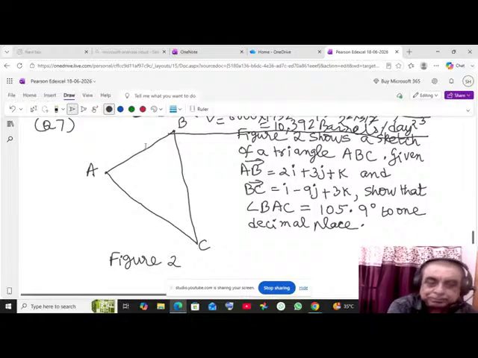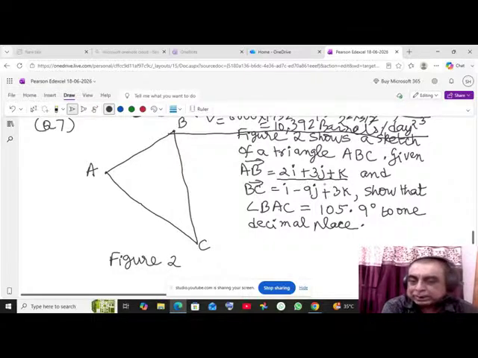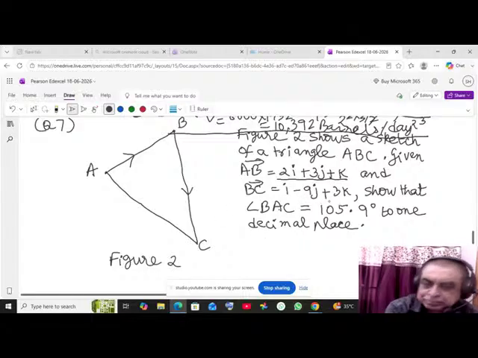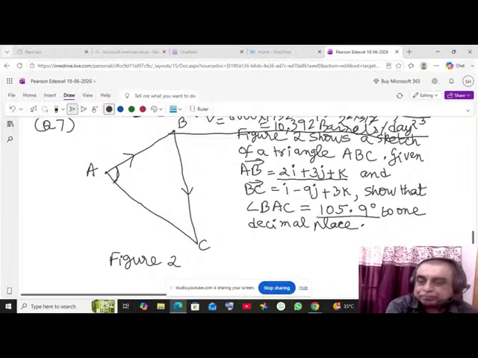Given that the side AB is represented by the vector 2i plus 3j plus k, and BC is denoted by the vector i minus 9j plus 3k. Show that angle BAC is 105.9 degrees to 1 decimal place.